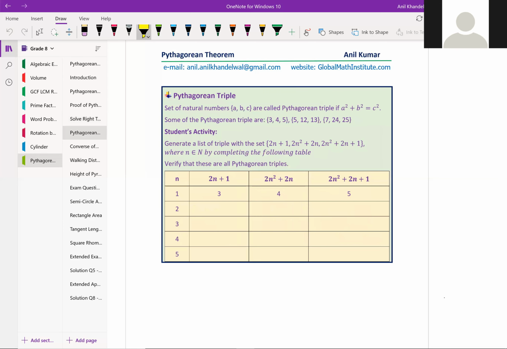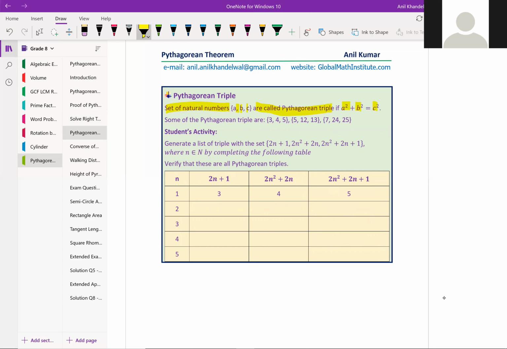Now let's take some more examples. Well, we have been talking about Pythagorean triples, and in this particular slide, we'll see it in more detail. A set of natural numbers a, b, and c are called a Pythagorean triple if a square plus b square is equal to c square.